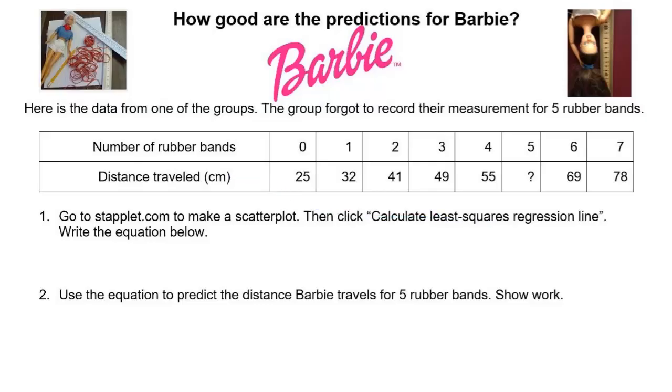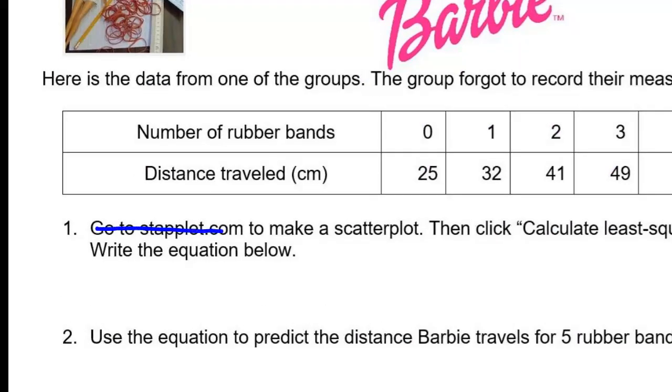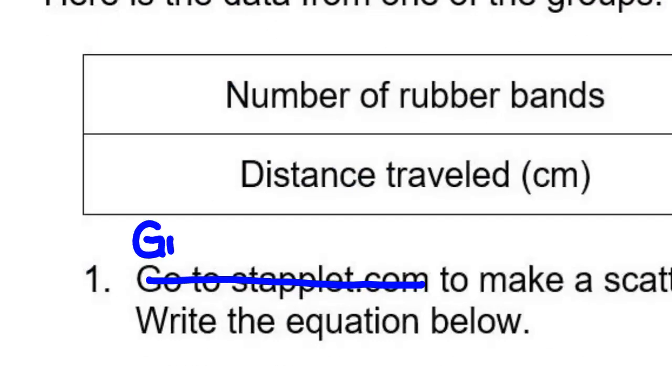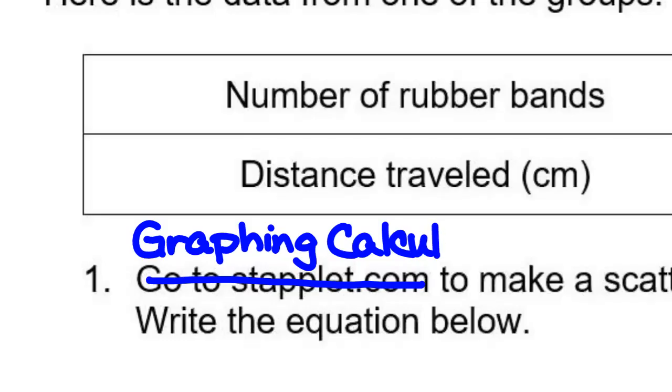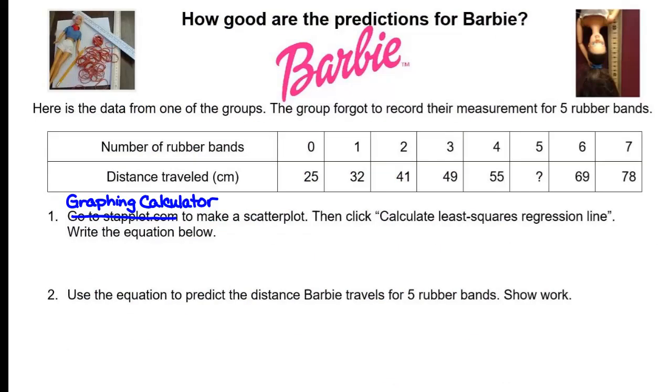So let's change that. We're going to use the graphing calculator, and we're going to use it not just to calculate what R is, but also to find the equation of the least squares regression line. All right, so I'm going to walk through this with you guys.